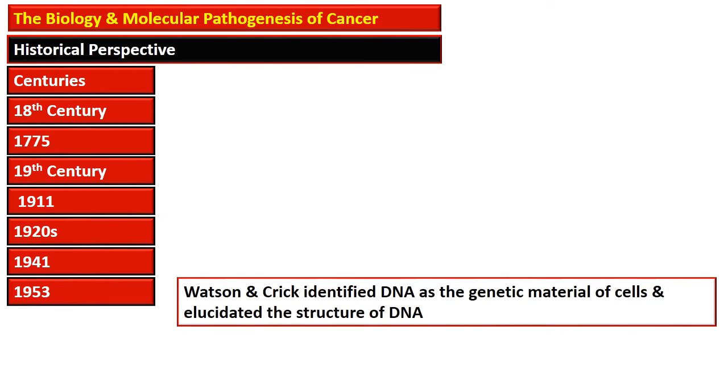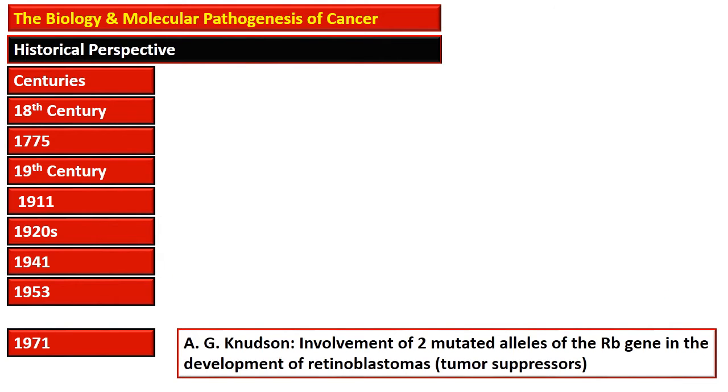Watson and Crick identified DNA as the genetic material of the cell and elucidated the structure of the DNA. By 1971, A.G. Knudson described that cancer is due to involvement of two mutated alleles of the RB gene in the development of retinoblastoma, and these are the tumor suppressor genes.